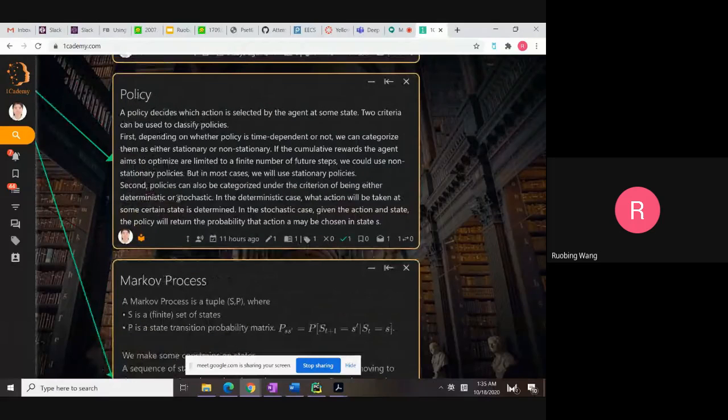And second, policy can also be categorized under the criteria of being either deterministic or stochastic. In a deterministic case, what action will be taken at a certain state is determined. But in a stochastic case, given the action and the state, the policy will return the probability that action A might be chosen in state S. So it is not determined, but given by some probability function.